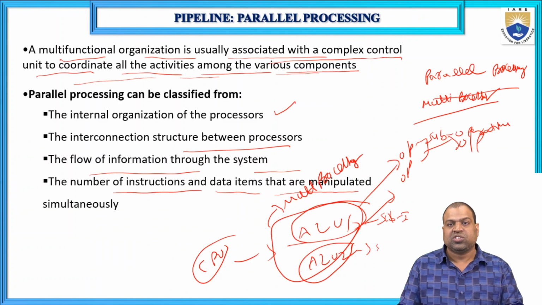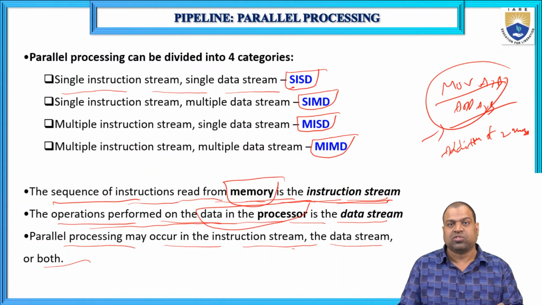Parallel processing can be classified in four ways. The internal organization of the processor is one. The interconnection structure of the processor is another. The flow of information through the system is another. And the number of instructions or data items that will be manipulated simultaneously. So these are the four classifications of parallel processing.